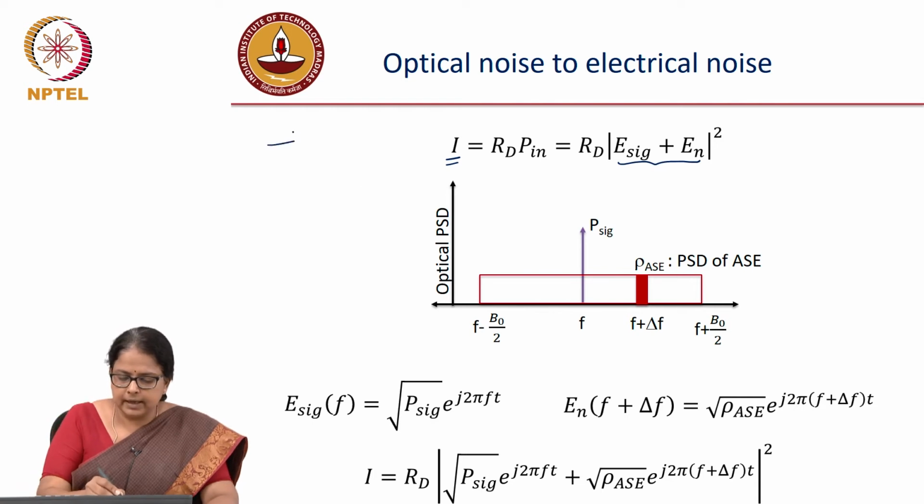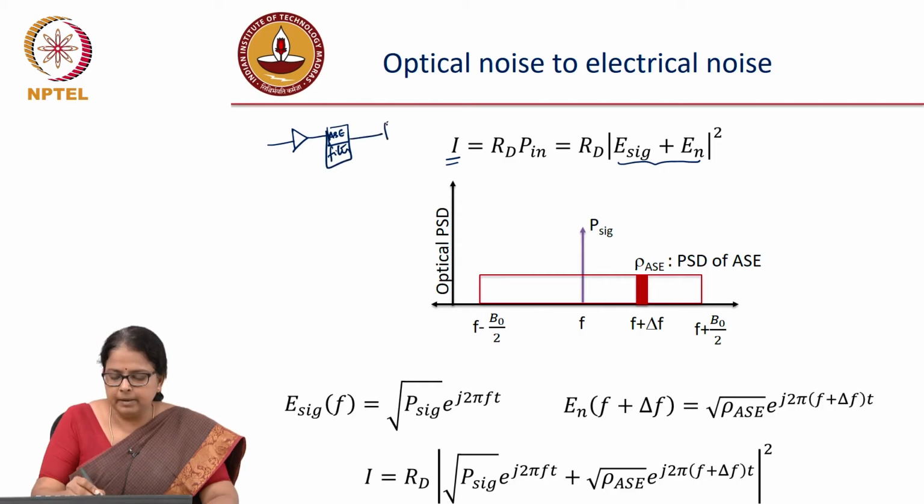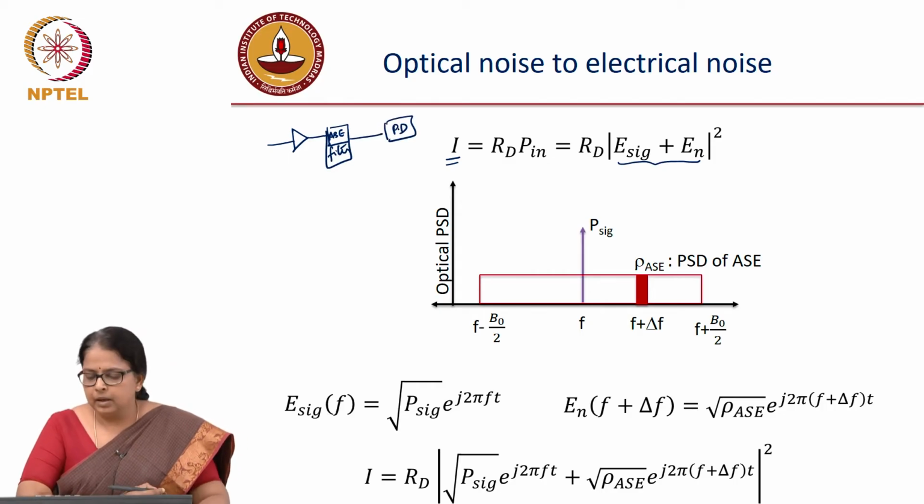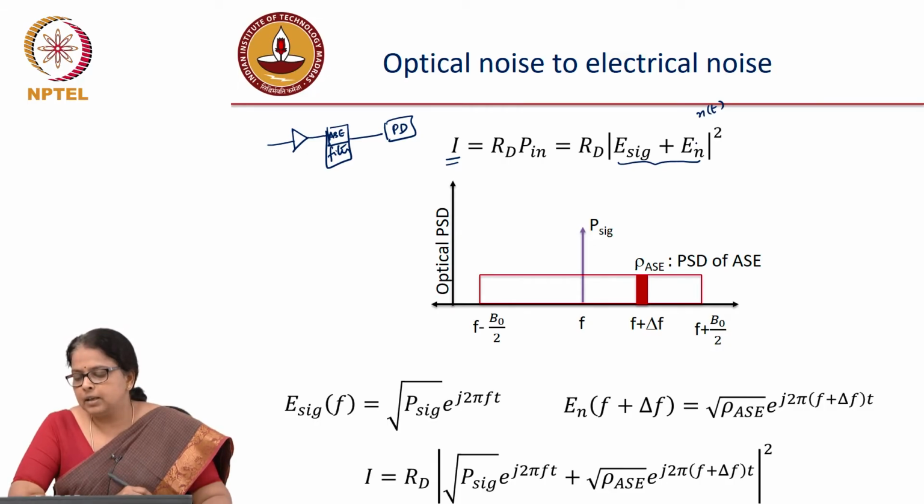So I have an amplifier followed by a filter, which is my ASE filter, followed by my photodetector. Now this photodetector receives both the signal field and the noise field. Earlier I had represented the noise as N of t, now I am representing it as E_n, just to be consistent with the notation E. So it is the magnitude squared of E_sig plus E_n. Now the question is, what should I denote as E_sig and what is my E_n?